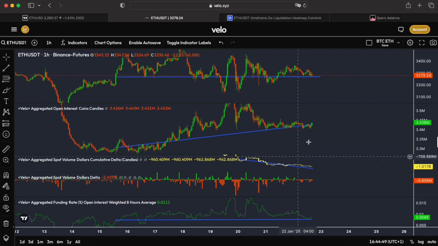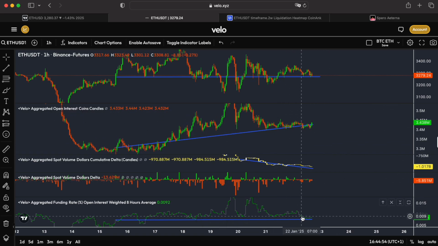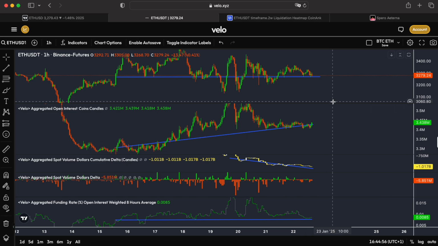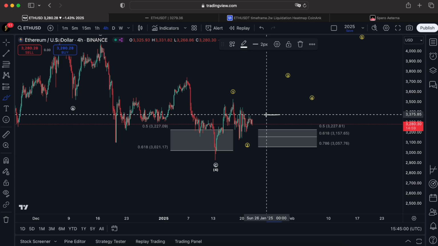What we can see from this data is basically, well, no spot buying, open interest is increasing, but it's not longs or shorts either, it's both combined, meaning that the market is heating up while price is not changing. That is not necessarily good.